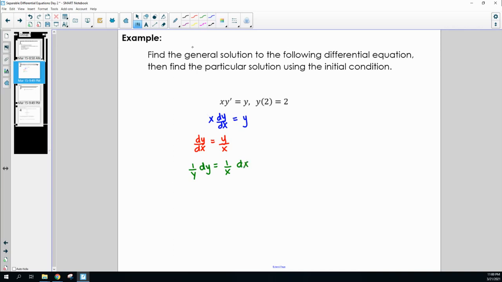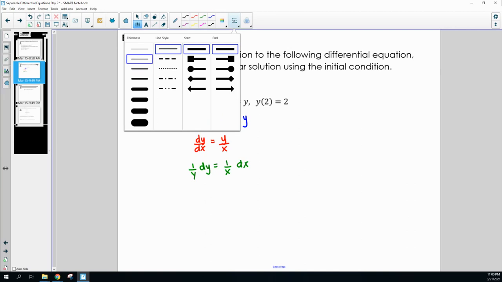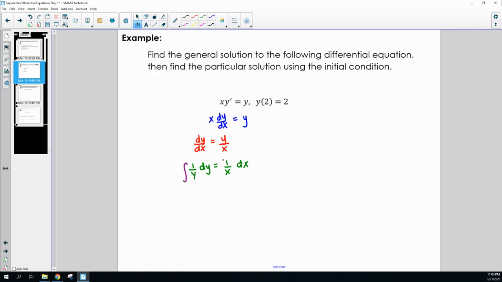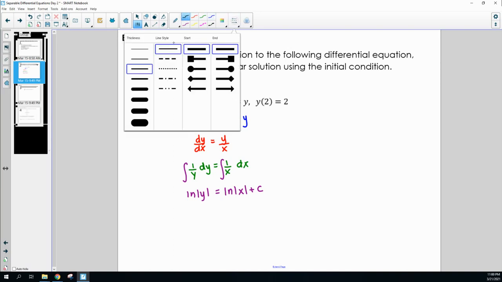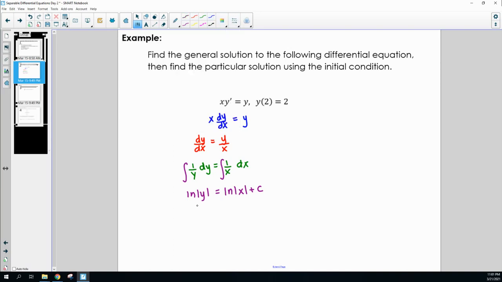From here, I can take the integral of both sides. So the integral of 1 over y dy is going to be ln absolute value of y. Integral of 1 over x dx is going to be ln absolute value of x plus c. Okay, from here, we want to get y by itself, so we need to change forms. So I know that the base of my ln is e, so I'm going to say e to the ln absolute value of x plus c equals absolute value of y.